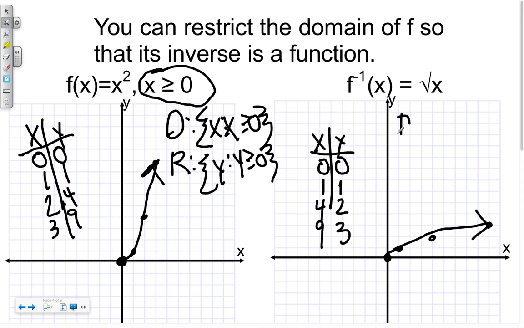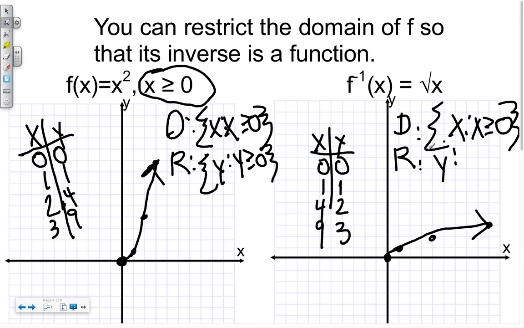Okay, so putting this all in here. And then we can say the domain and the range of this. So your domain is x is greater than or equal to 0. And your range is y is greater than or equal to 0. And that's when we put a restriction on our domain.